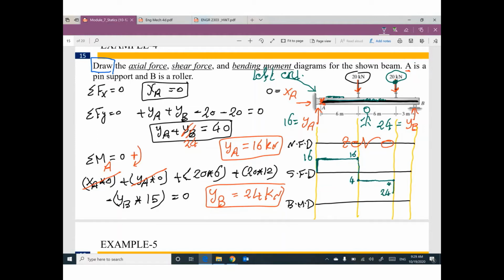Keep walking. Nothing here, until I reach the end. I am at 24. Okay. What do you have at the end? I have a reaction. Going up or down? Up. How much? 24. Remember, you are at negative 24. I need to go up 24. I will reach 0. Once you are done, I draw the shear force diagram.